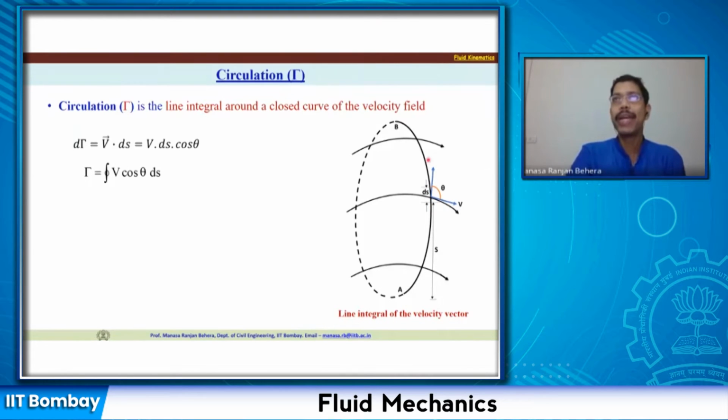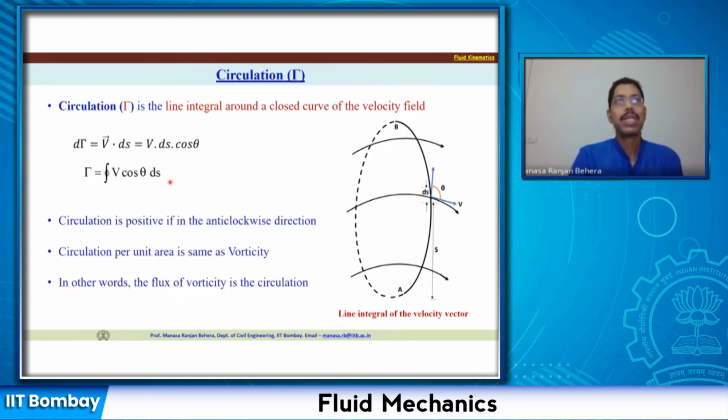Now if I integrate over the whole closed curve, then I can write the circulation gamma equals the integral of v cos theta ds, and this circulation is going to be positive in the anticlockwise direction. This is a standard convention. We consider the anticlockwise direction as positive, so circulation in the anticlockwise direction will be positive, and circulation in the clockwise direction is going to be negative.